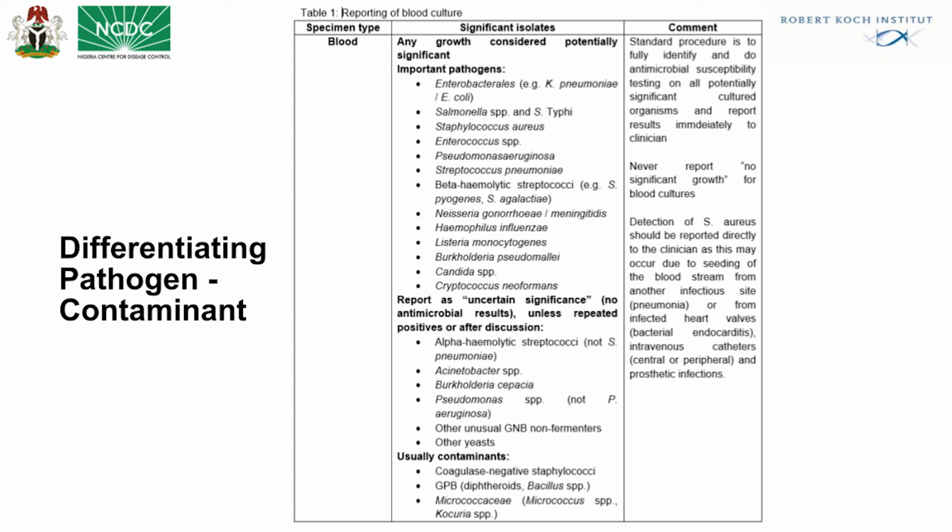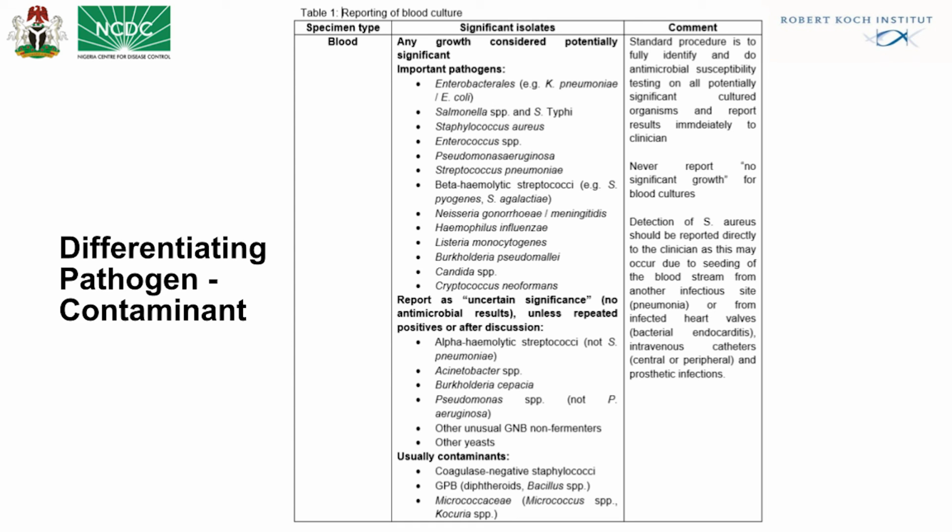So, for pathogen identification based on known guidelines and SOPs, there are certain pathogens that are of very clinical significance, and any growth should be considered. Most of these organisms include enterobacteriaceae such as Klebsiella pneumoniae, E. coli, Salmonella species, Pseudomonas species, Enterococcus species, Strep pneumoniae, and other streptococcus species such as pyogenes and agalactiae, and a whole lot more as displayed on the screen.